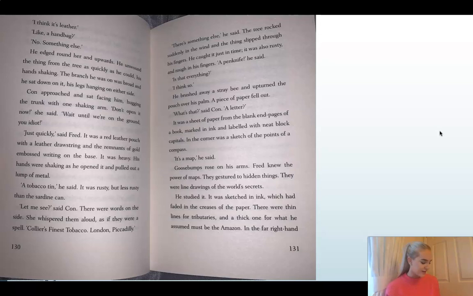It's a map, he said. Goosebumps rose on his arms. Fred knew the power of maps. They gestured to hidden things. They were line drawings of the world's secrets.